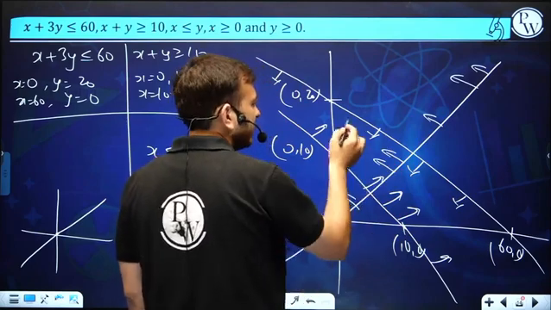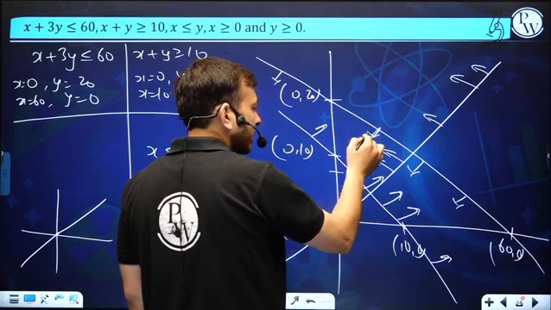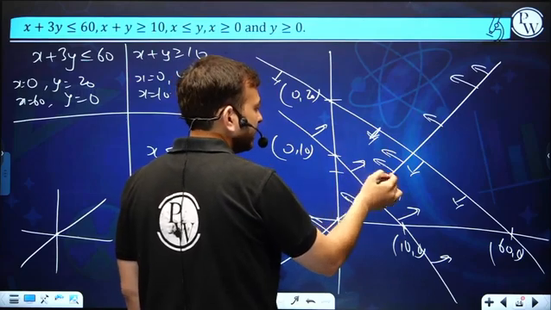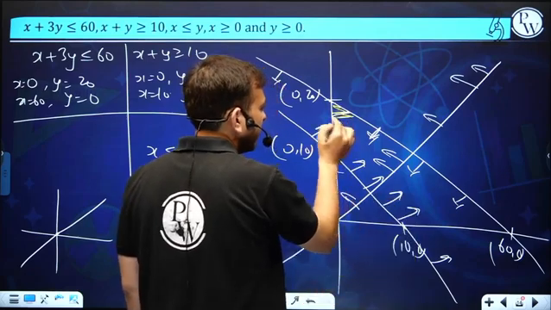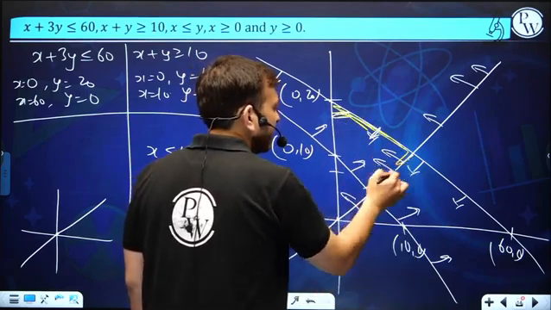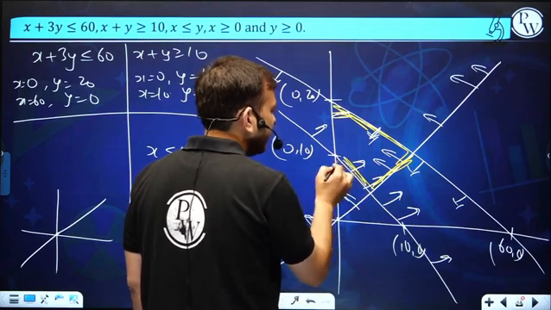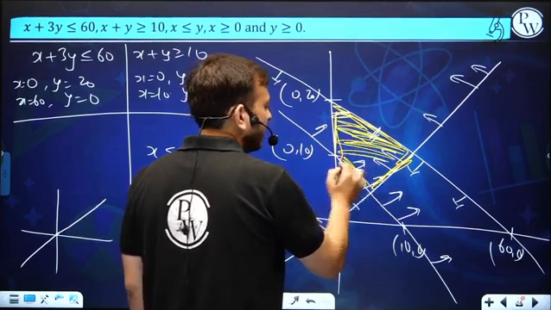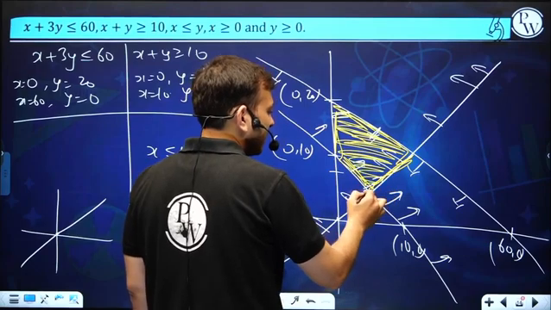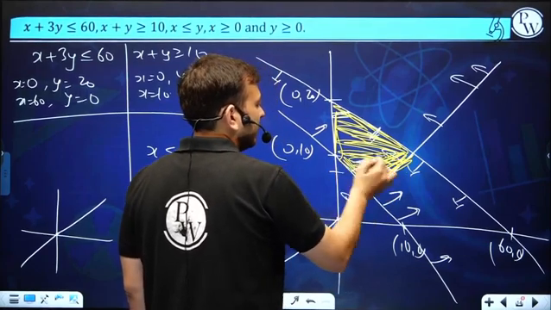This is my feasible region. So in the first quadrant, below this, above this, and this, this yellow part will be my feasible region, which is clearly bounded, right?